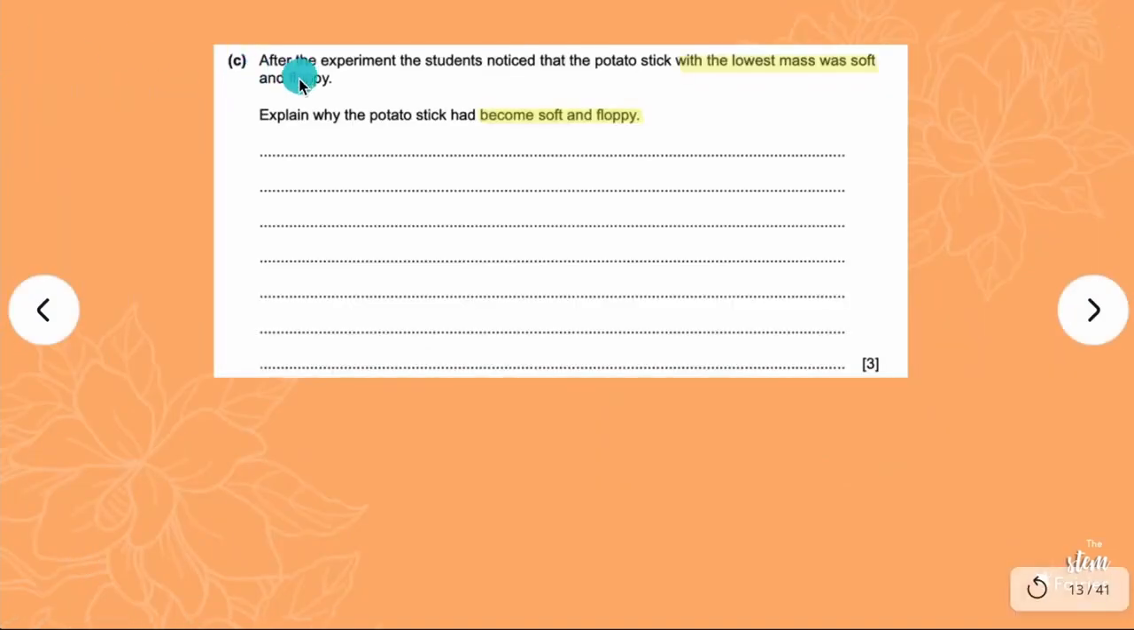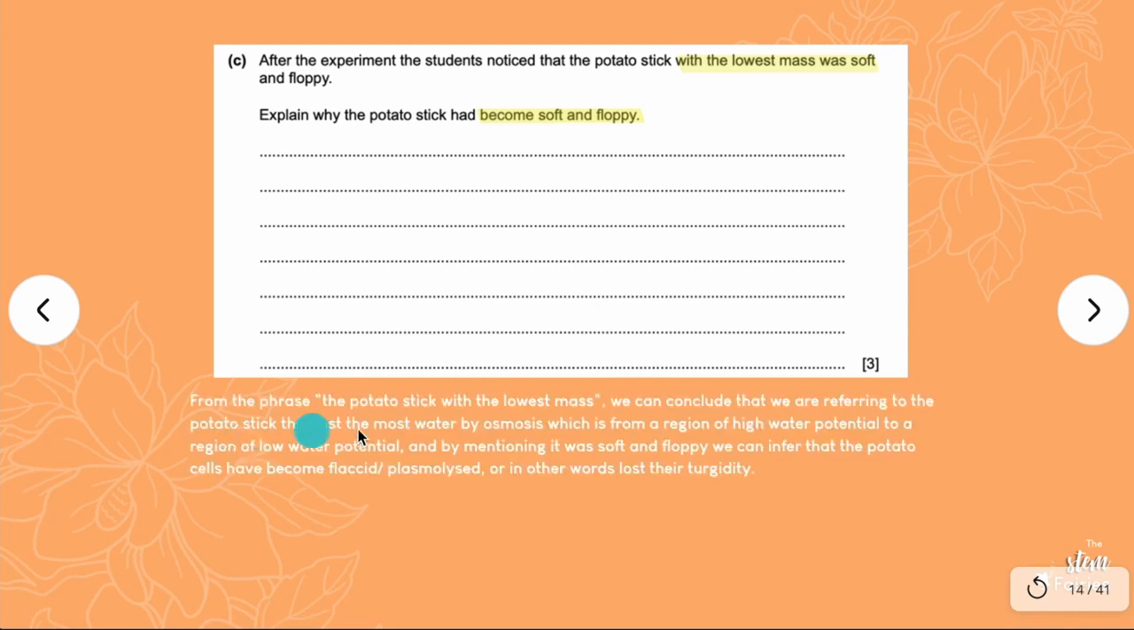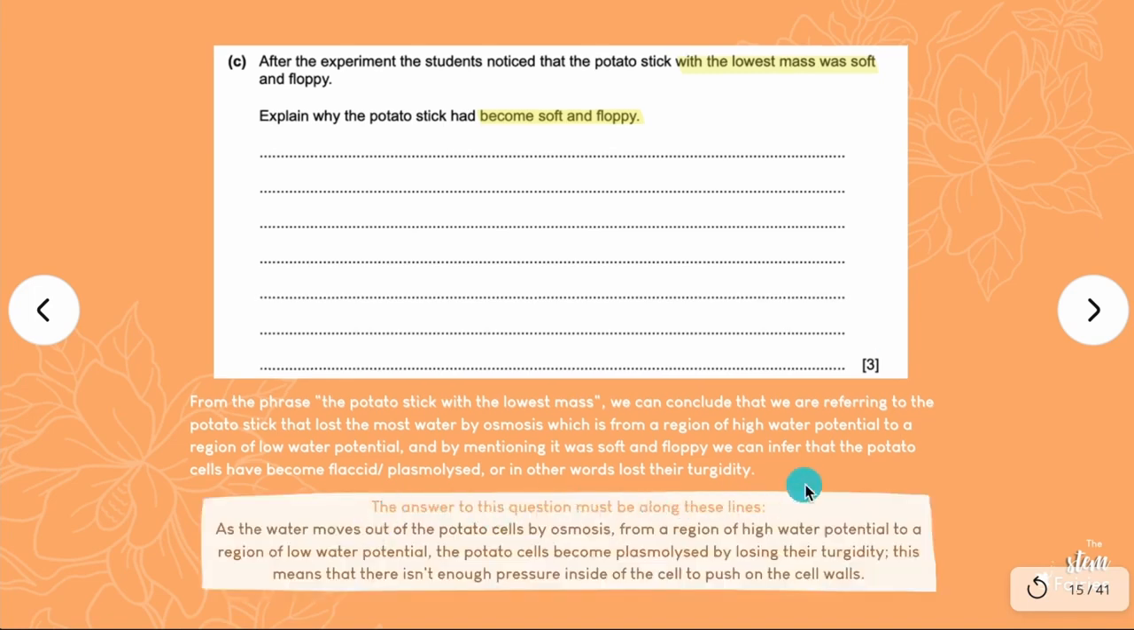Question C states that after the experiment, the students noticed that the potato stick with the lowest mass was soft and floppy. Explain why the potato stick had become soft and floppy. This question is for 3 marks. From the phrase "the potato stick with the lowest mass", we can conclude that we're referring to the potato stick that lost the most water by osmosis, which is from a region of high water potential to a region of low water potential. And by mentioning that it became soft and floppy, we can infer that the potato cells have become flaccid or plasmolysed, or in other words, lost their turgidity. The answer to this question must be along these lines.